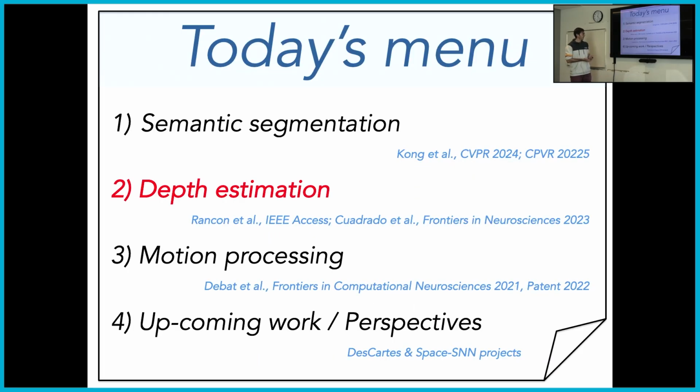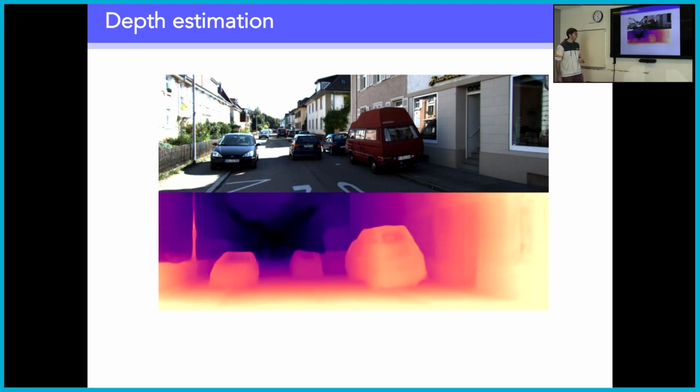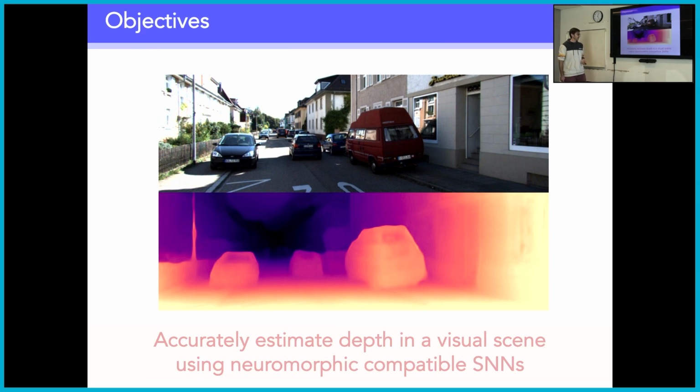Okay, so now another line of work on depth estimation. This is something that I did with my colleague Timothée Masquelier at the CerCo laboratory. Here the idea is to extract depth information from scenes. You all know that, but in the end, we want from images or from event streams to be able to reconstruct the distance of every pixel in the scene. It has numerous applications in robotics, for navigation, visually guided actions. And yes, we want to do that with a system that is neuromorphic compatible and that uses SNN.